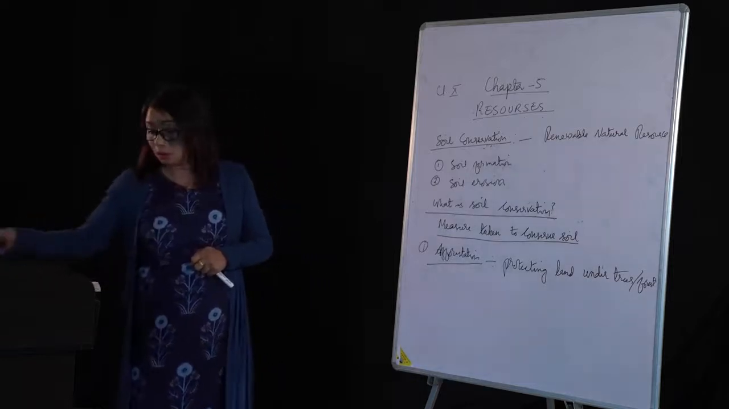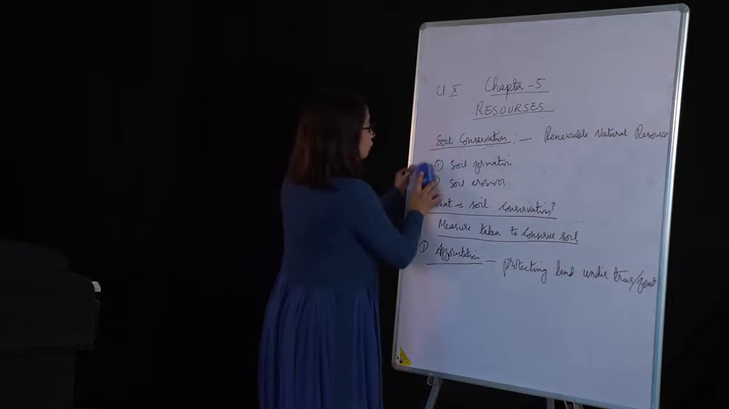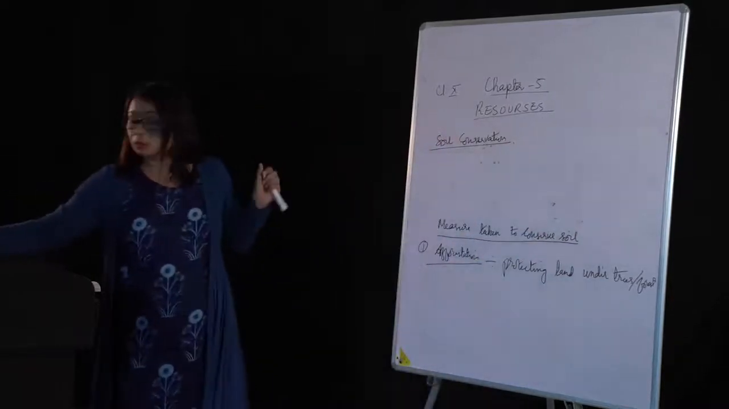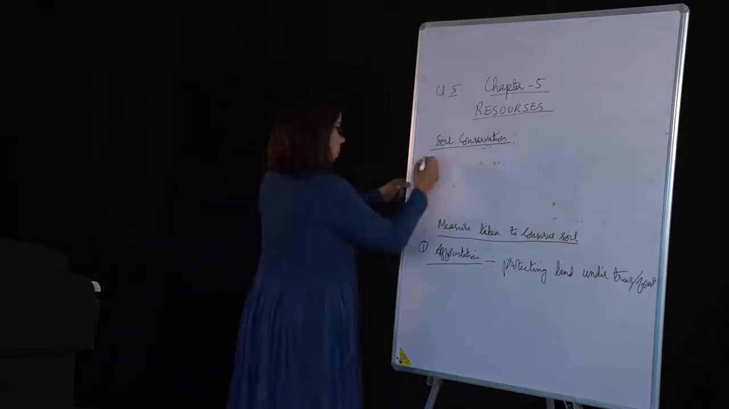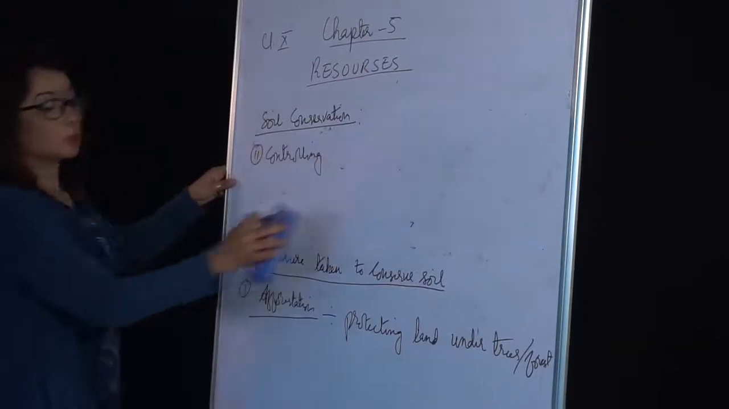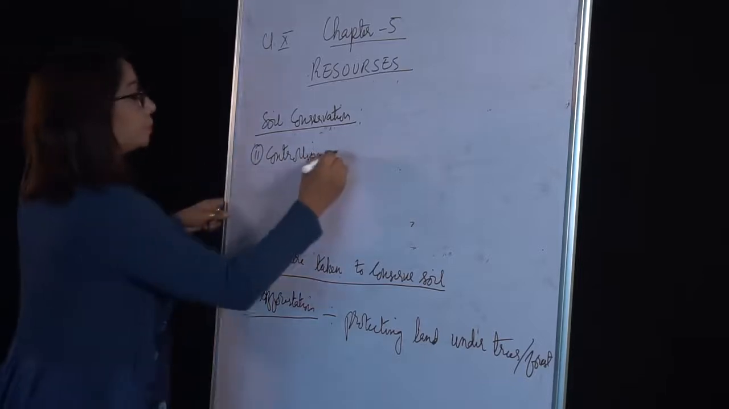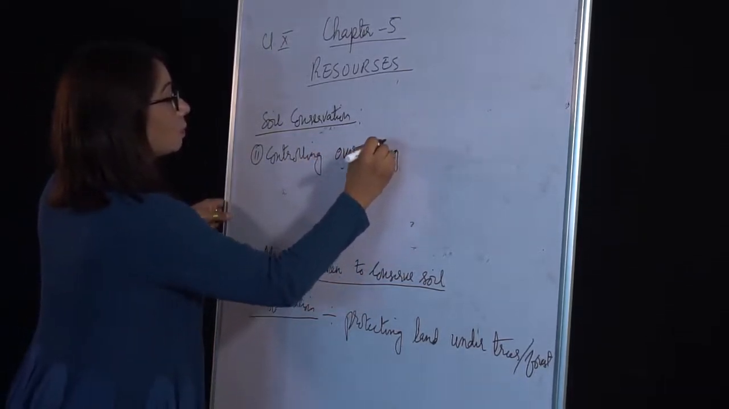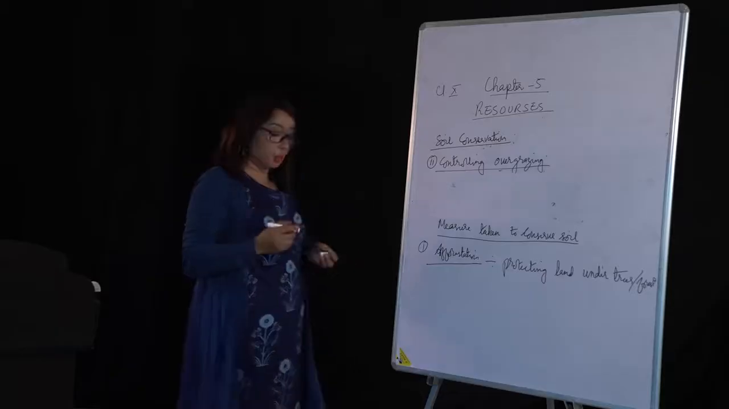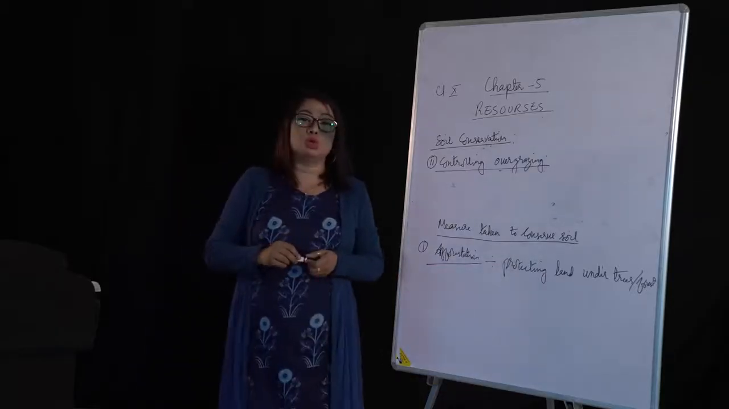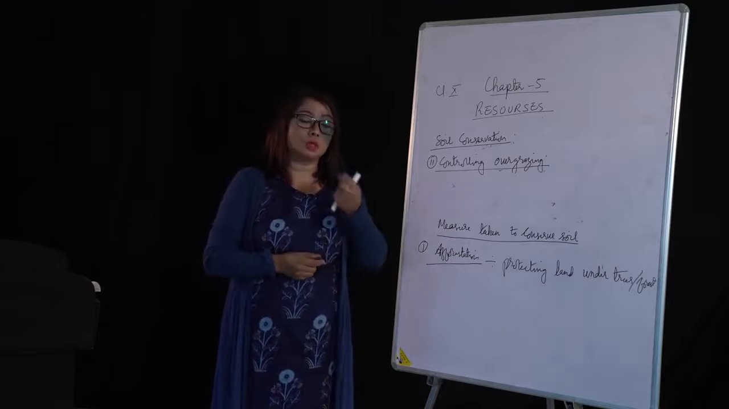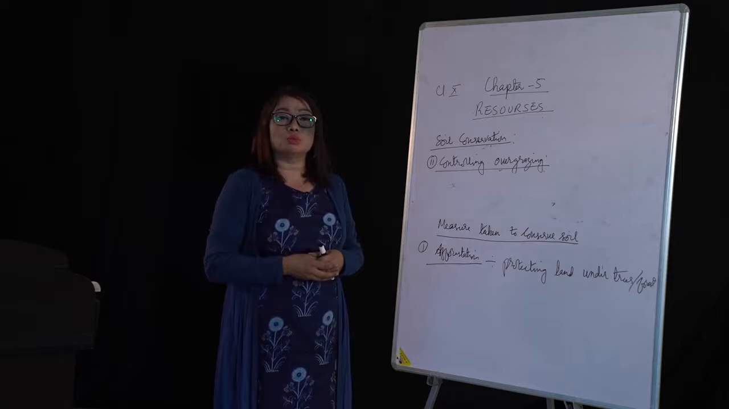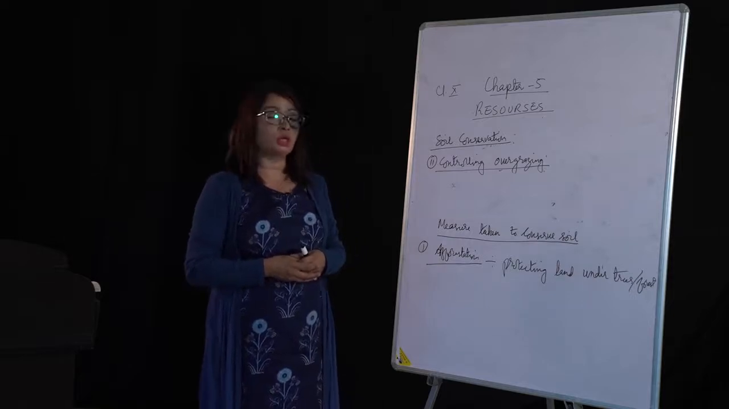Now, the second method of soil conservation is controlling overgrazing. Here, under controlling overgrazing, farmers can be encouraged to move their animals, especially those farmers with grazing animals, to different pasture lands.